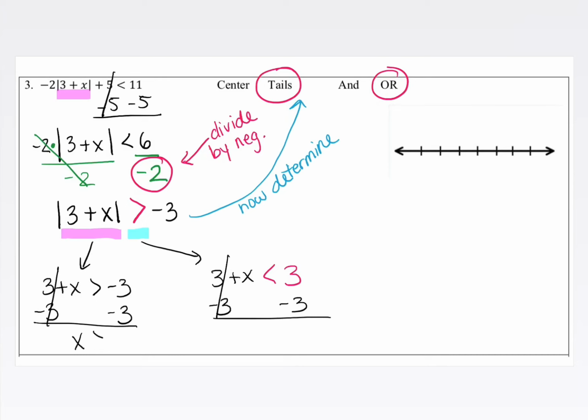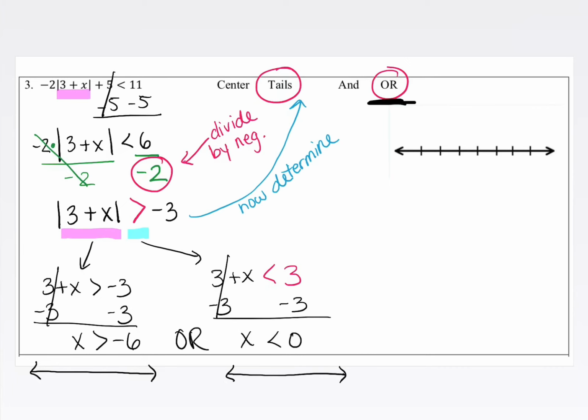And we get x is greater than negative 6, or x is less than 0. So again, this is an or, based on what we chose up here from that inequality, the greater than sign. So I'm going to graph these two inequalities first separately, in hopes that that can help us with graphing the complete inequality together. If something is greater than negative 6, we're going to have an open circle and shade to the right. If something is less than 0, we have an open circle and shade to the left.